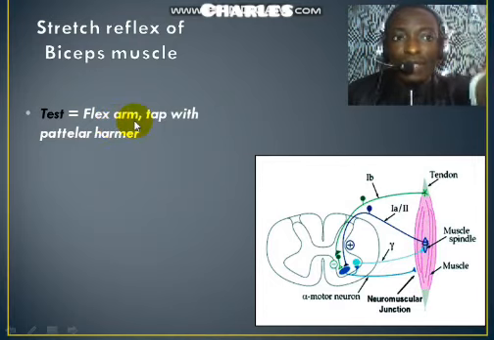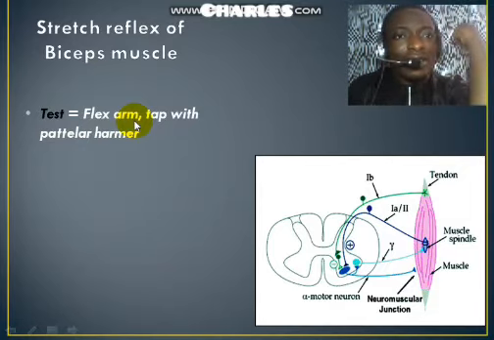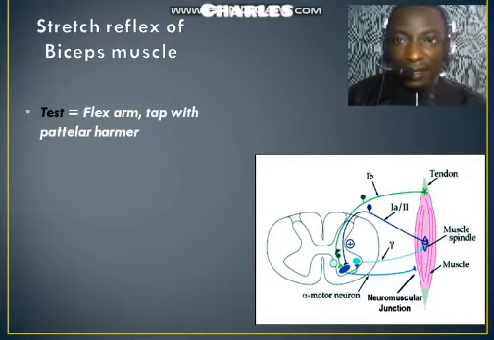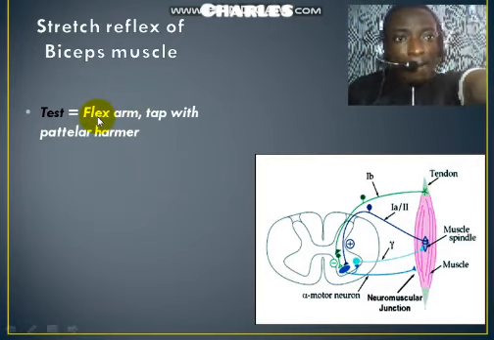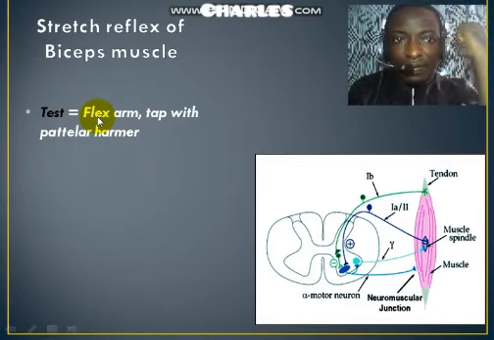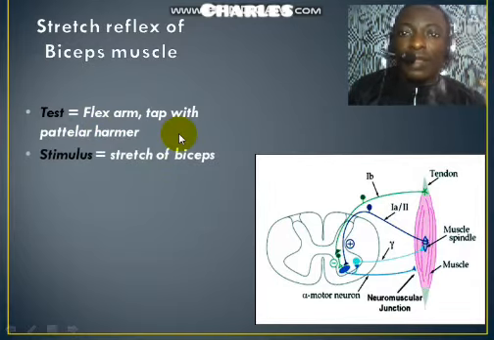When Jessica's arm is fully flexed and you get a patellar hammer and tap the bicep tendon, that would automatically lead to extension of the arm. Now, the test for the stretch reflex of the bicep muscle is flexing of the arm and tapping the bicep tendon with a patellar hammer. This is how we test for stretch reflex of the bicep muscle in the laboratory. Fantastic.